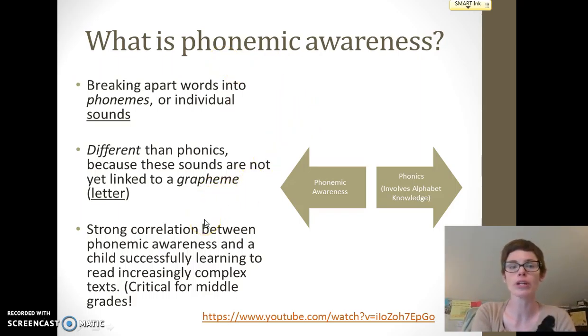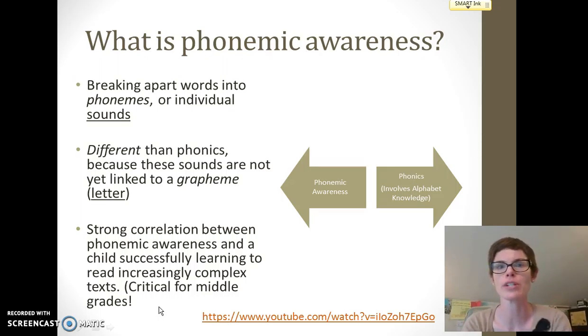There's a really strong correlation between phonemic awareness, a child's understanding of sounds, how to break apart words, how to put words back together, how to rhyme. All of that is phonemic awareness. And there's a really strong correlation between that and a child successfully learning to read really complex text. This is critical for all children, including up through the middle grades. So when we think about our older readers, third graders, fourth graders, it's really critical to know that even an older child working on phonics may have to go back and work on phonemic awareness.